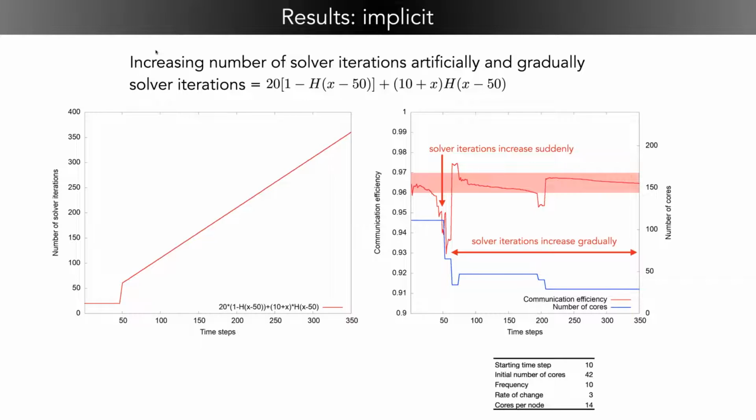Then what I did is increase linearly the number of iterations of the solver to see if the algorithm was able to react to a change of communication pattern during the simulation. This is exactly what we obtain on the right hand side. We see that communication efficiency is decreasing because the number of solver iterations is increasing, and the number of cores is decreasing gradually until the simulation is more or less stable.